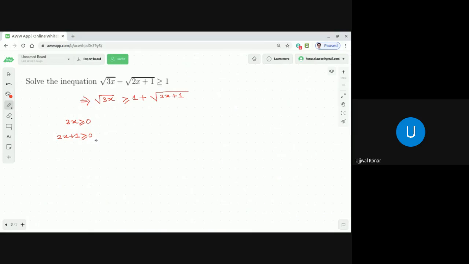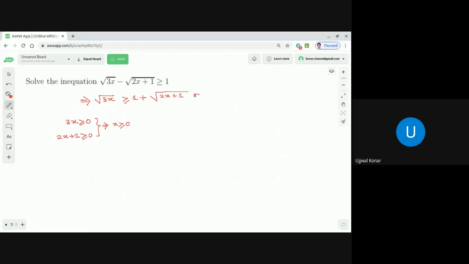x is greater than or equal to minus 1 by 2 is not an acceptable solution from here because x is greater than 0. If you combine these two, what are we going to get? We are going to get x is greater than or equal to 0. Because from 2x plus 1 greater than or equal to 0 means x is greater than or equal to minus 1 by 2. So I am saying I have a number which is greater than or equal to 0 and greater than or equal to minus 1 by 2. You will say it is greater than or equal to 0, correct, dear students? Because 0 is greater than minus 1 by 2. So we get from here x is greater than or equal to 0.